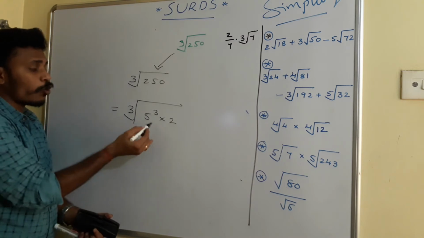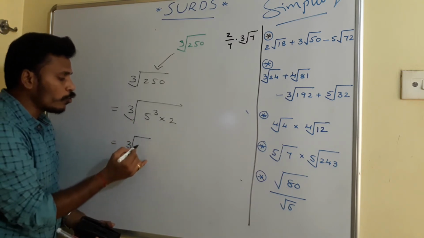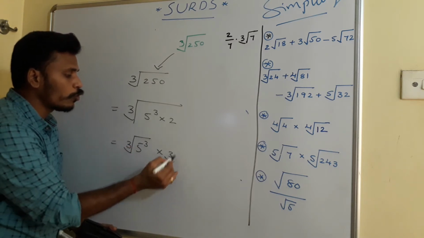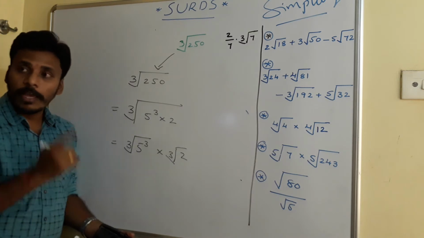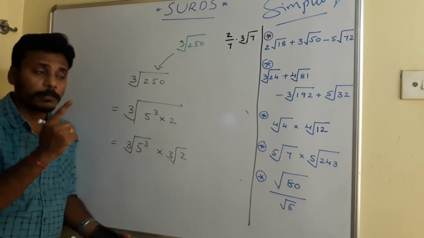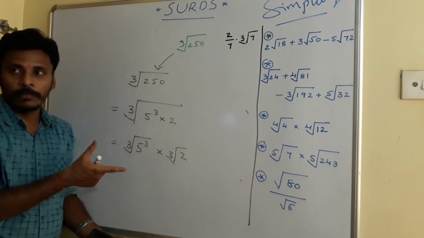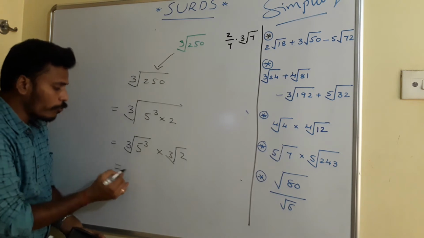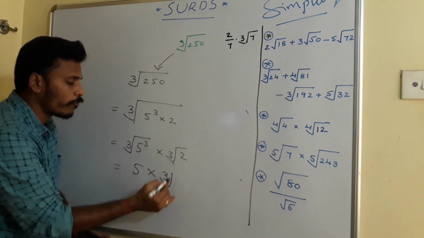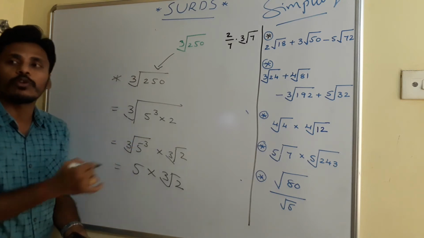Again, with the support of the law, this cube root of 5 cube into 2 can be written as cube root of 5 cube into cube root of 2. In the last class, we discussed the multiplication of surds. If the order is same, then the multiplication is allowed. Since it is cube root 2, you just split it like this: cube root of 5 cube into cube root of 2. Then cube root of 5 cube is 5, and that is cube root of 2. Then your answer for this problem is directly 5 into cube root of 2.